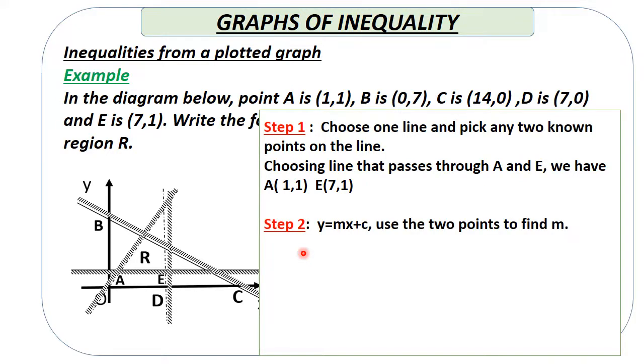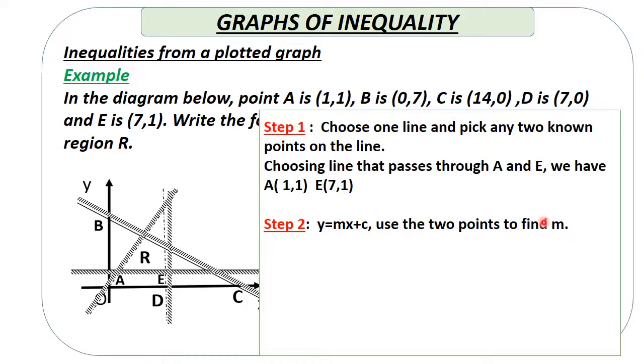So this is step 2. The standard equation of the straight line is given by y = mx + c, where m is the gradient and c is the y-intercept. Y-intercept means the point at which the line crosses the y-axis. So this understanding is going to make things simple.